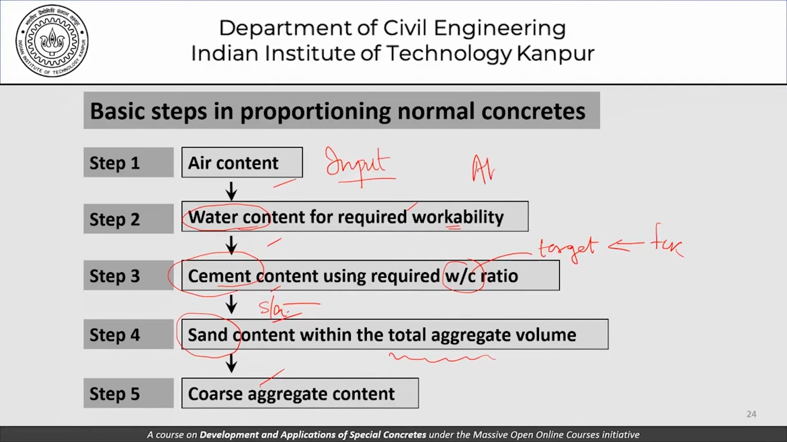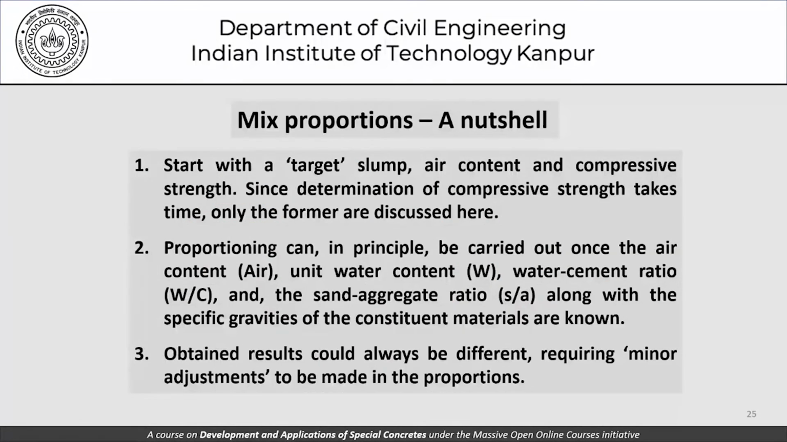We are not talking of bulk volumes. Remember this. Once again, to make sure that everything is clear to you, start with the target slump, air content and compressive strength. Since determination of compressive strength takes time, only the former will be discussed here. That is, we'll be talking about only the slump and air.